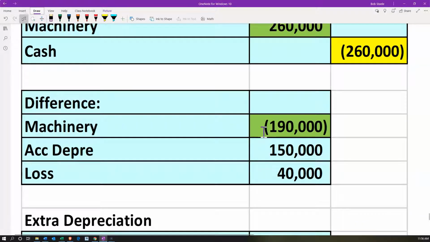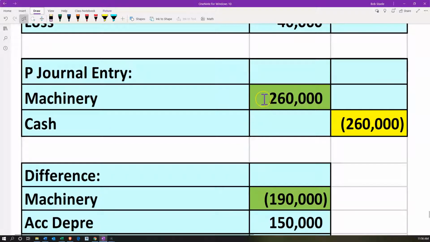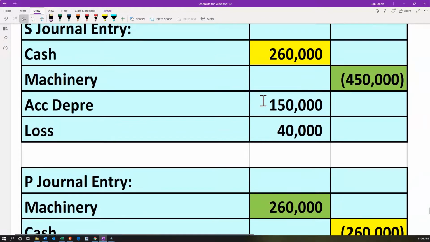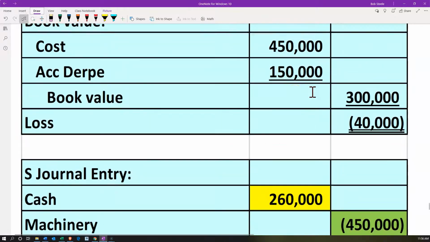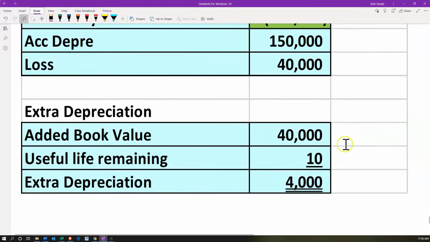So here are the differences. Machinery will have to be increased by the $190, and accumulated depreciation will need to go back on the books for the $150, and then the loss of the $40,000. Now, we know the machinery is on the books at the $260,000, when it was on the books for more than that, $300,000. In other words, the book value was $300,000. So that means it's on the books for $40,000 less, resulting in the depreciation on that $40,000 not being recorded, which should have been recorded.